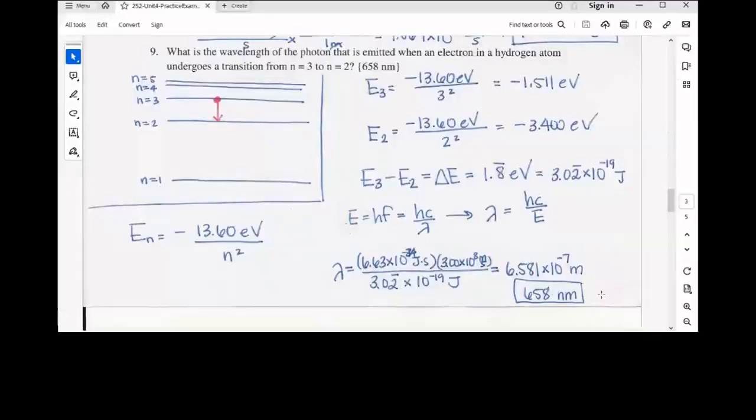I have technically 4 sig figs. So I could have kept 658.1 here, just going off of the 4 sig figs that I have for the binding energy. But regardless, when you have this value in meters, multiplying it through by 10 to the 9 will turn it into nanometers.